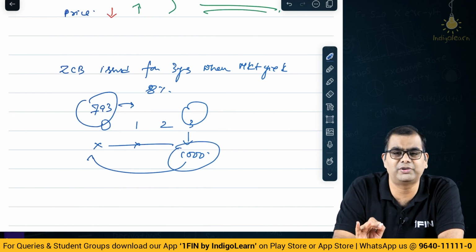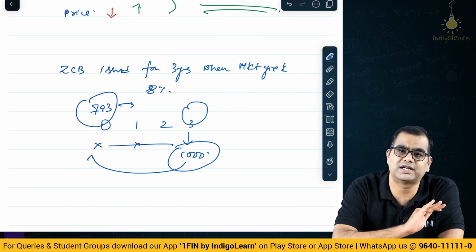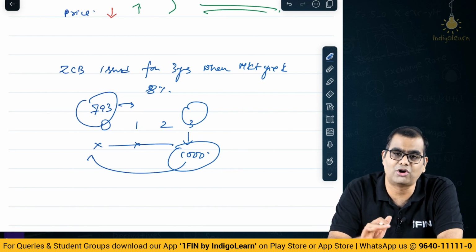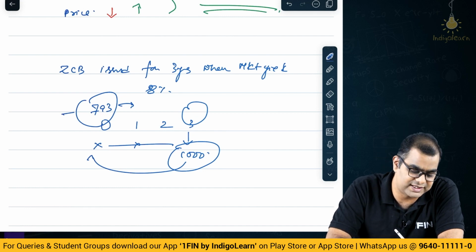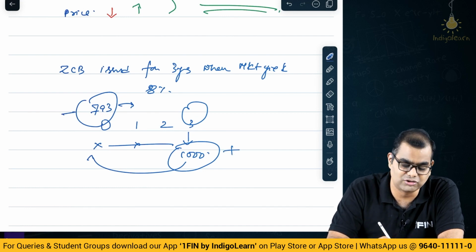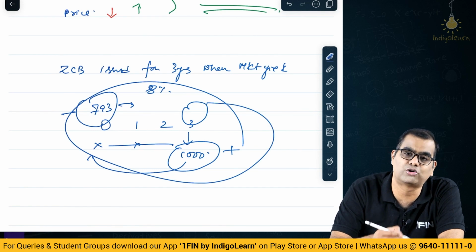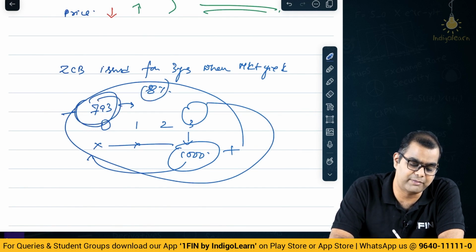So, it is a very simple logic. Zero coupon bond means the coupon value is 0. So, all payments are 0 except for the maturity payment. Initially you invest 793, you get back 1000. So, in between what happens? Interest accrues on this 793 at the same 8%.